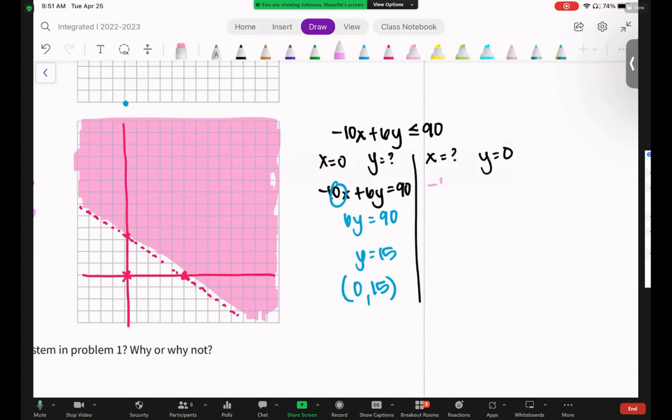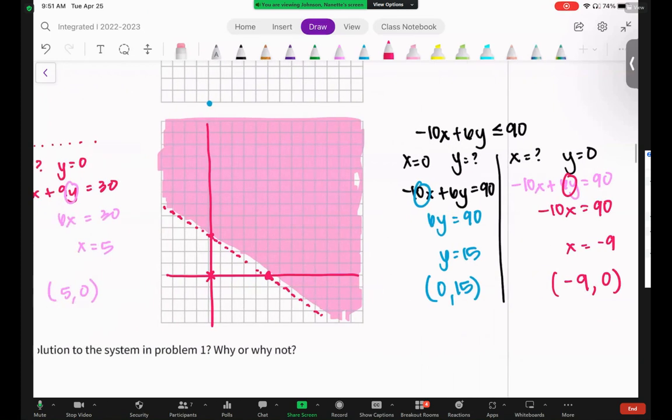Okay, so the next one I'm going to do, same thing. I'm going to do negative 10x plus 6y equals 90. And this time I'm going to pretend that y is 0. So I get negative 10x equals 90. So x equals negative 9. So my point is negative 9, 0. So when I graph that, I'm on the wrong side of this graph, but that's okay. So I'm going to go to negative 9. 1, 2, 3, 4, 5, 6, 7, 8, 9. I'm just going to pretend it's right here.